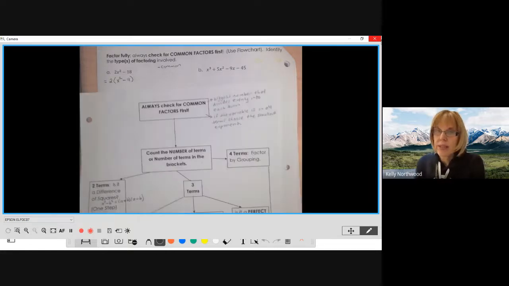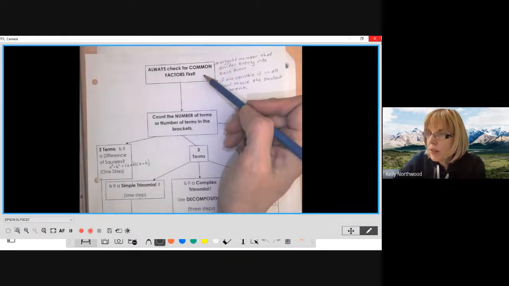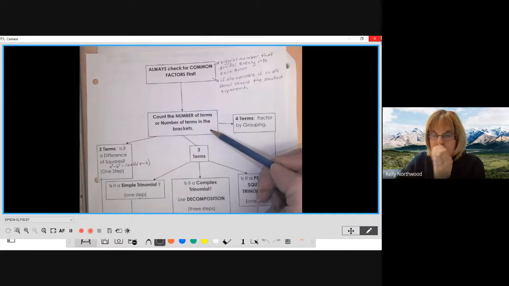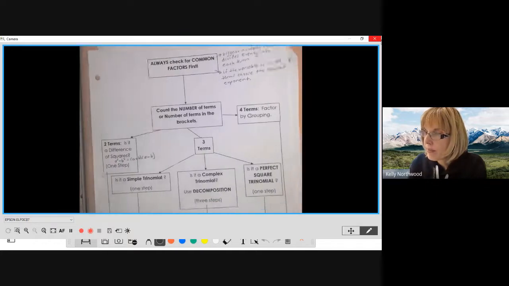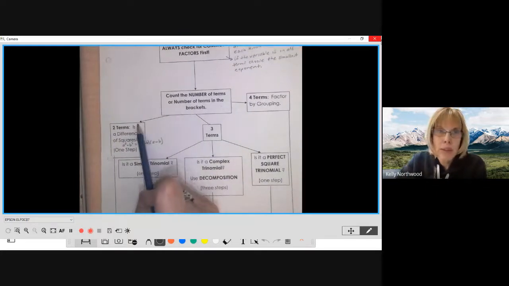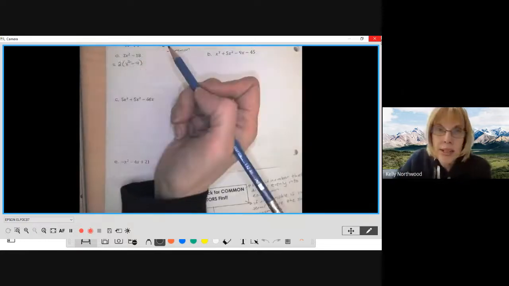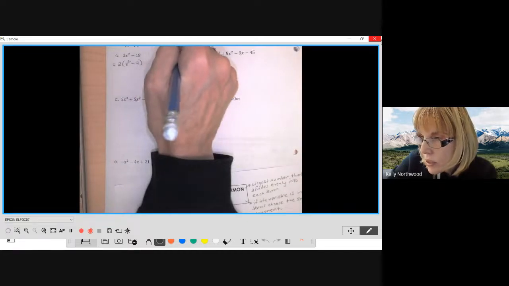All right, so I've done the first part of the flow chart. Always check for common factors first. Now it says to count the number of terms in the brackets. So count them. There's 2 in the brackets. So if there's 2, then my flow chart says to go here. Is it a difference of squares? So that's my only choice. Either it's a difference of squares or it can't be factored. So is x squared minus 9 a difference of squares? Yes, it is. So I'm going to add that to my list. There's also a difference of squares.